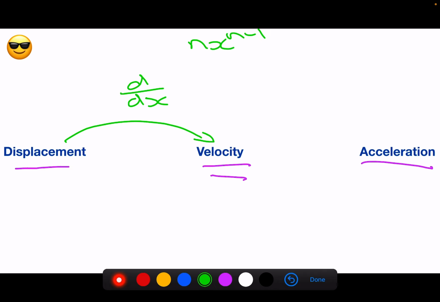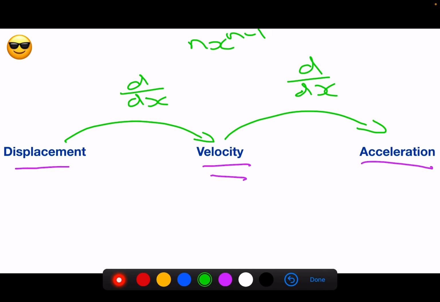Going from velocity to acceleration, you're doing exactly the same thing. You're finding the rate of change. So you're just doing d over dx again. Now, we know how to go up to rate of change formulas, but what if you have the formula for a rate of change and you want to get back to the original function?